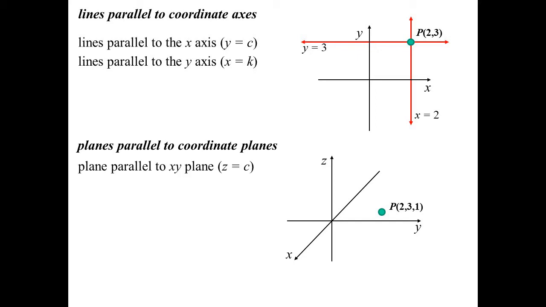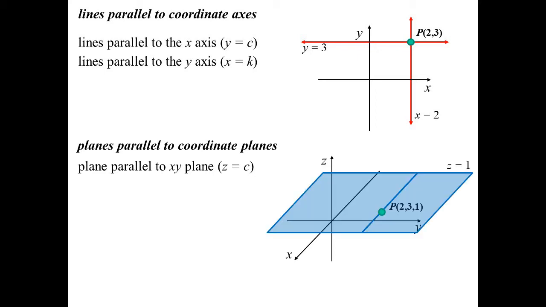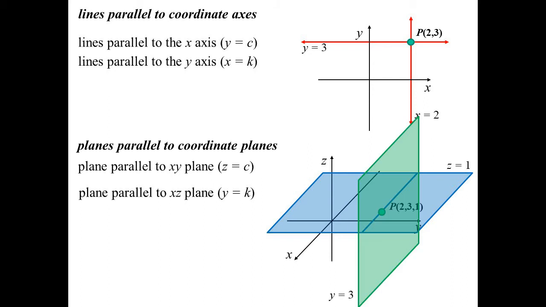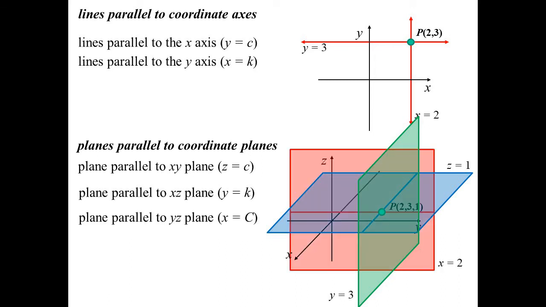So planes parallel to that xy plane that I've got lying flat. The one that goes through the point (2, 3, 1) would be z equals 1. Everywhere on that plane, the z value is 1. But other than that, it's the same as our regular number plane. If it was y equals a constant, that's the one that's going to be parallel to the xz plane, and that's y equals 3. If it's parallel to the yz plane, it's x equals 2.